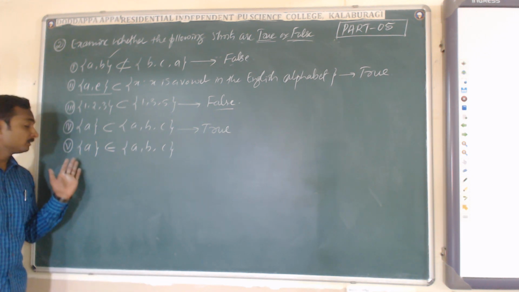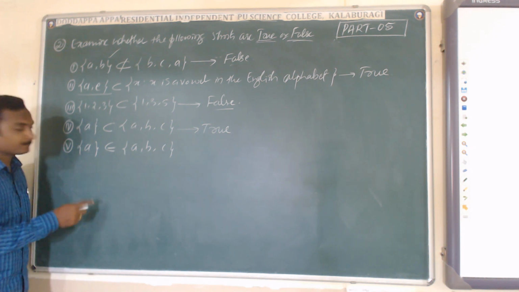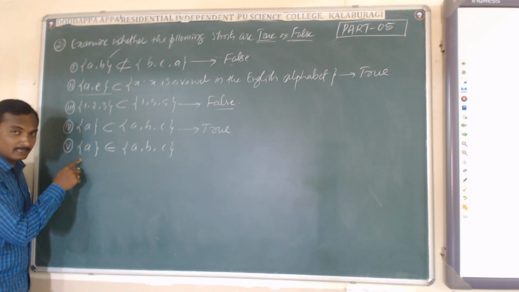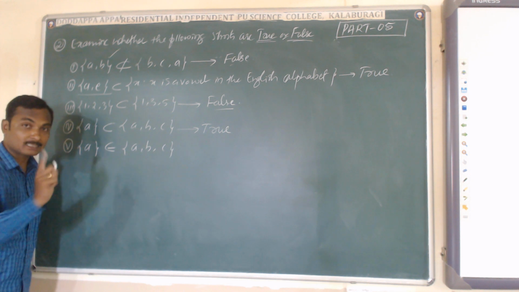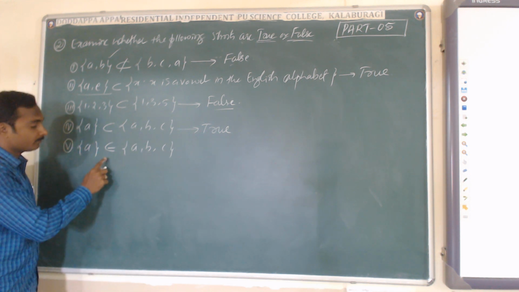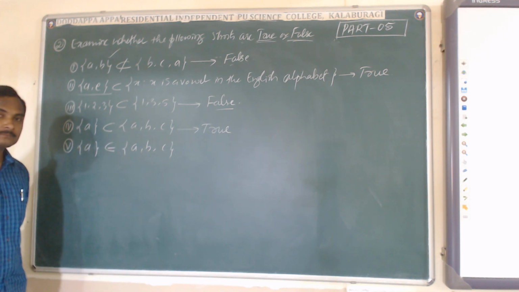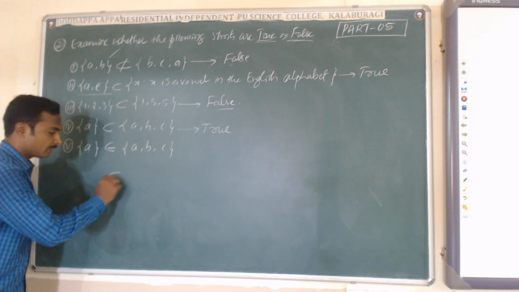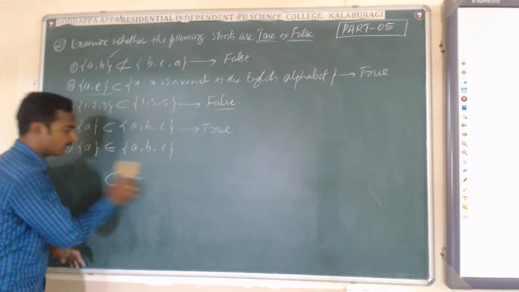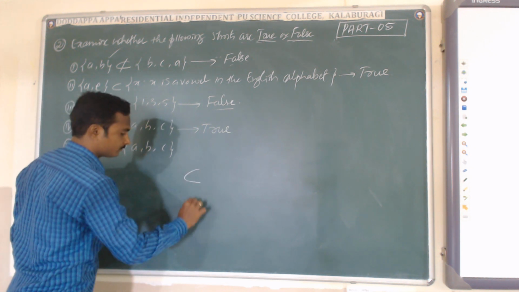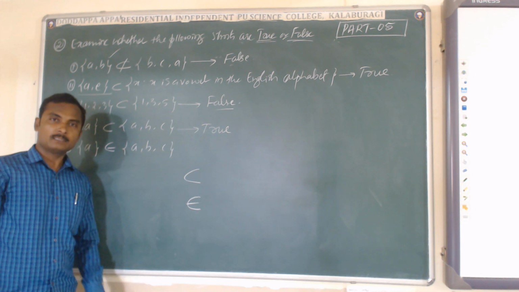Let's go to the fifth example. The fifth example is a beautiful example. You can think here that what he is telling is that the set which contains A belongs to, not the subset, belongs to the set A comma B comma C. There is a big difference between the subset and the belongs to. I already told you. I write once again: what is the difference between the subset and the belongs to symbol?